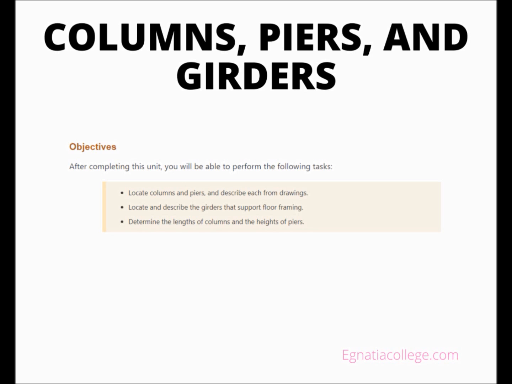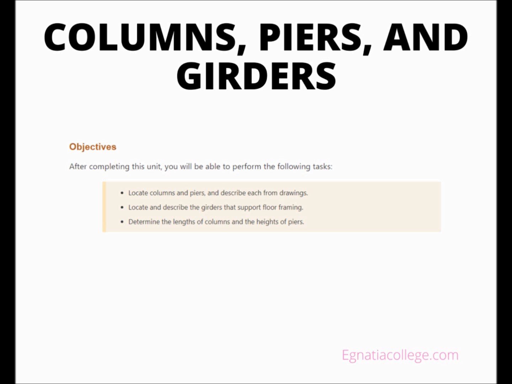Columns, piers, and girders. After completing this unit, you will be able to perform the following tasks. Locate columns and piers and describe each from drawings. Locate and describe the girders that support floor framing. Determine the lengths of columns and the heights of piers.